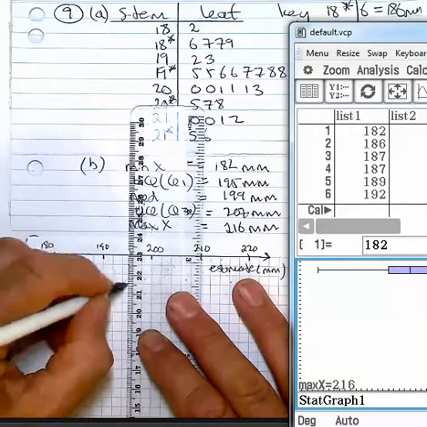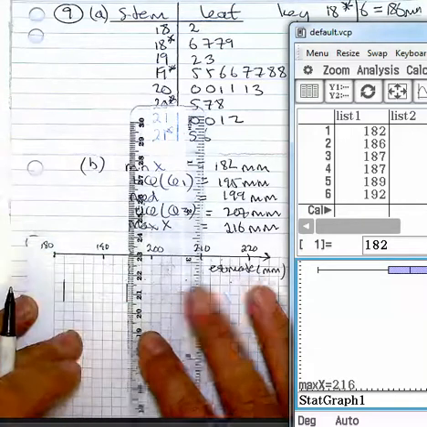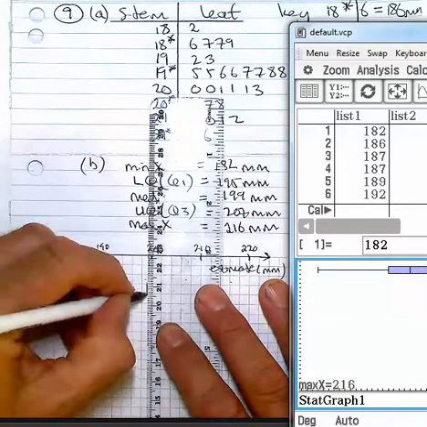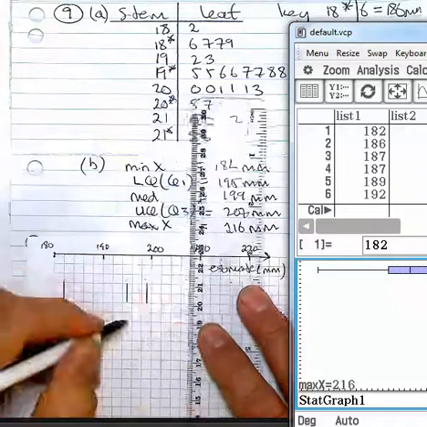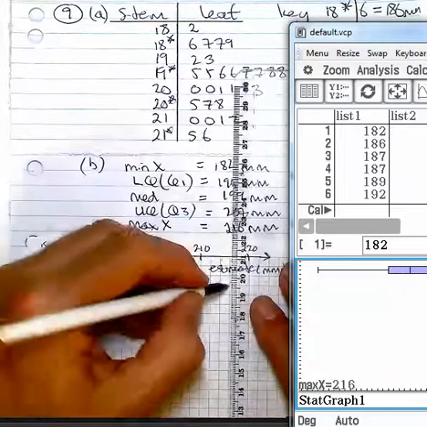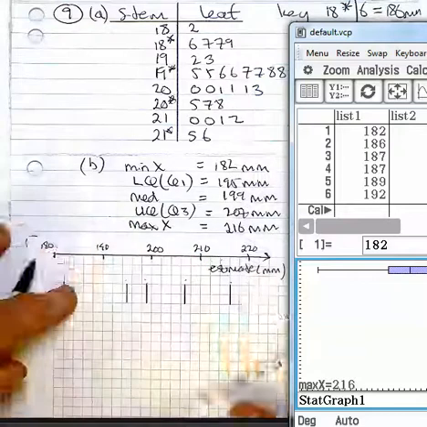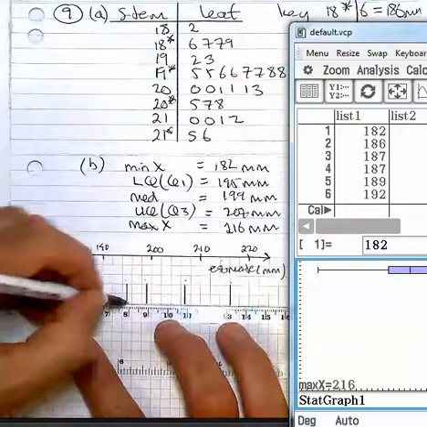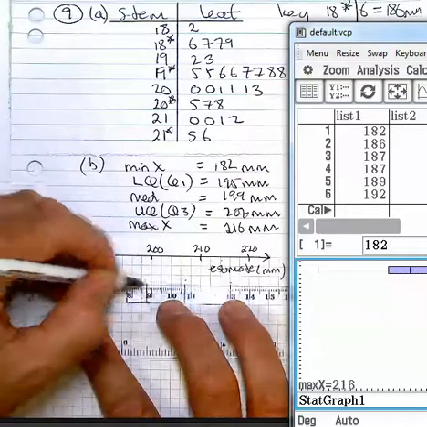195, 199, 207, and 216 millimeters, and I draw the box into the middle.